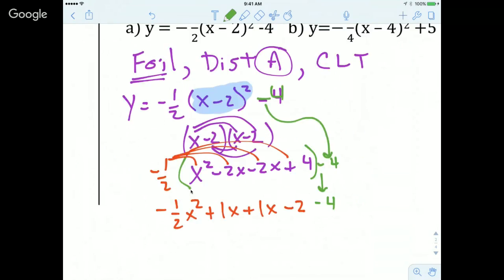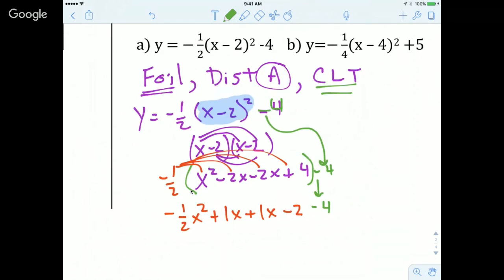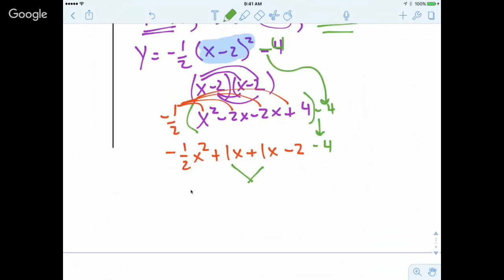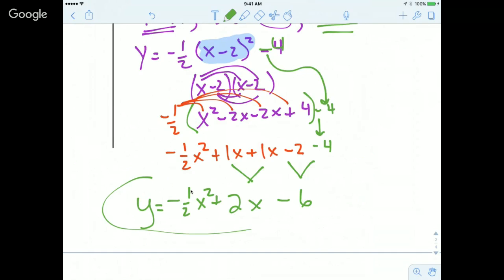And then last step is combine like terms. So combine your x's. 1x plus 1x is 2x. And -2 and -4 is -6. And bring down the -1/2 x squared. And you're all fabulous mathematicians, so you did not forget the y equals. You have converted it from vertex form to standard form.